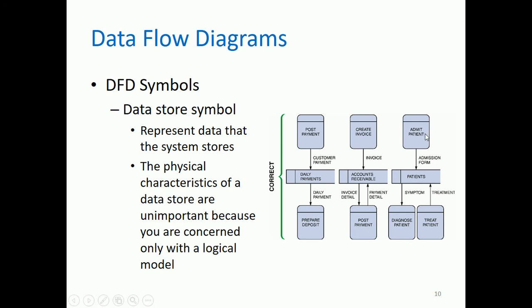And then for admit patient, another example, after you admit the patient, what information will you have? We have the admission form, and then this admission form will be stored in the patient's data store. And then from this data store, you can view the data for symptoms, and this will be an input for the diagnosed patient. And then for treat patient, the byproduct is the treatment, and it will be stored in the patient's data store. So these are examples of the data store symbol and how it is done.